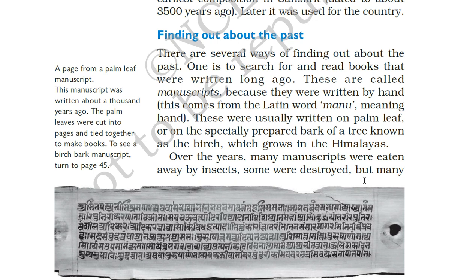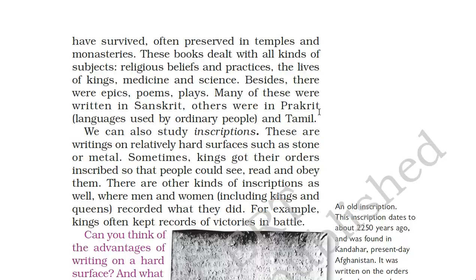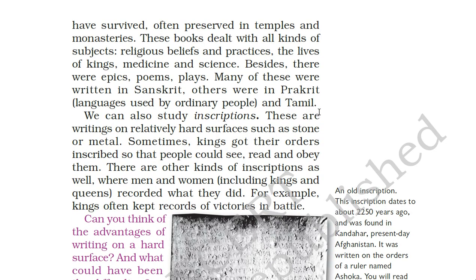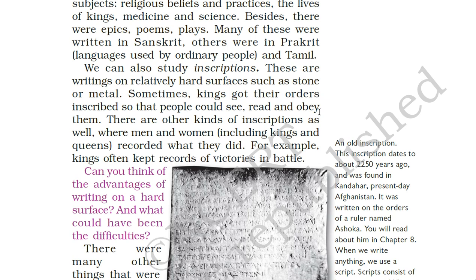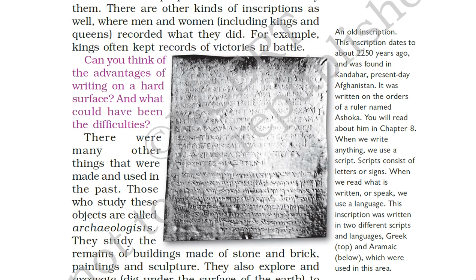And how do we know about the past? The first thing that I told you is manuscripts. Manu means hand in Latin. It is obviously writing on palm leaf, which is very delicate and used to be destroyed. The second one is inscriptions, which are written on a hard surface like a stone or a rock. Like I gave you an example of the inscription of Samrat Ashok.